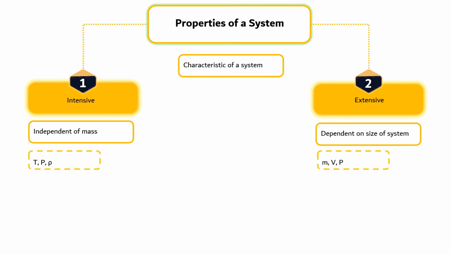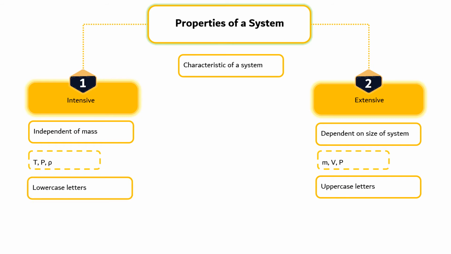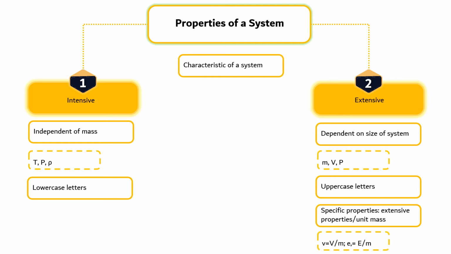The symbols for extensive properties are commonly written using uppercase letters, whereas the symbols for intensive properties are often written using lowercase letters. Extensive properties per unit mass are called specific properties. Some examples of specific properties are specific volume and specific total energy.